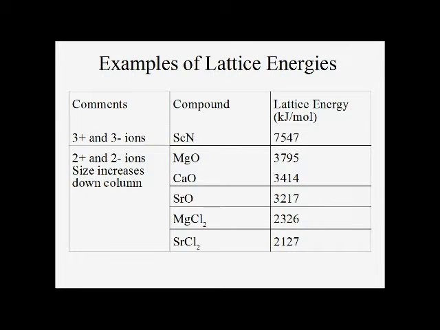So for these three compounds, we go based on size. Magnesium is smaller than calcium, which is smaller than strontium. So magnesium oxide has the highest of the three lattice energies, and lattice energy decreases from there. Magnesium chloride, strontium chloride, we have a +2 -1 for both of those. We're now down in the 2,000 kilojoules per mole range. Magnesium is smaller than strontium, so magnesium chloride has a higher lattice energy than strontium chloride.